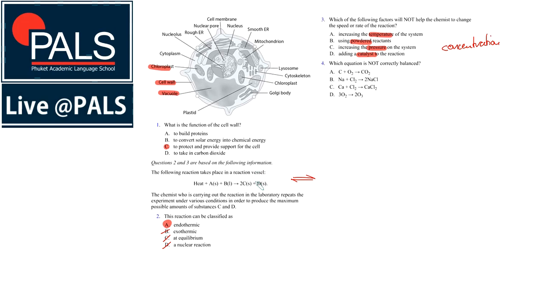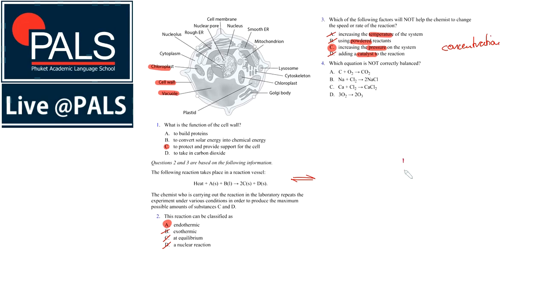A catalyst is a substance by definition that speeds up the rate of a reaction and is not changed or used up by the reaction itself. So adding a catalyst always will speed up the rate of reaction. So it's not A, B, and D. Increasing the pressure on the system. So why does increasing the pressure on the system in this case not speed up the rate of reaction?